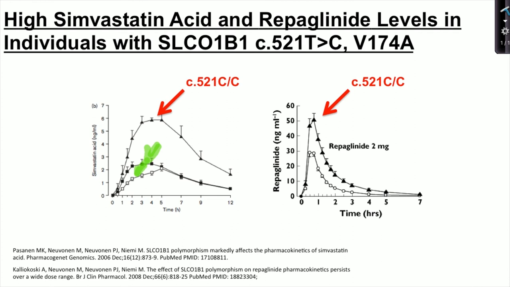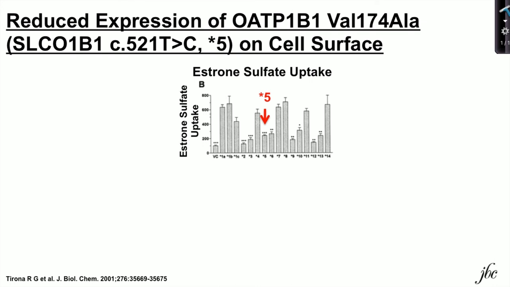The next level of evidence that we ask is, for the valine to alanine, or the C521 T to C, is that really a functional allele? These are studies done in the early 2000s by Richard Kim and his group. What they did here was study the function, or the uptake, of estrone sulfate in cells expressing the reference OATP1B1 and a whole lot of the variant OATP1B1s that they had discovered. Here is what's called the star 5 allele, and the star 5 allele is really the C521 T to C change, or the valine to alanine change. And you can see there's reduced estrone sulfate uptake compared to the reference alleles of OATP1B1. So that's good functional evidence that this variant causes a reduced transport rate of estrone sulfate.